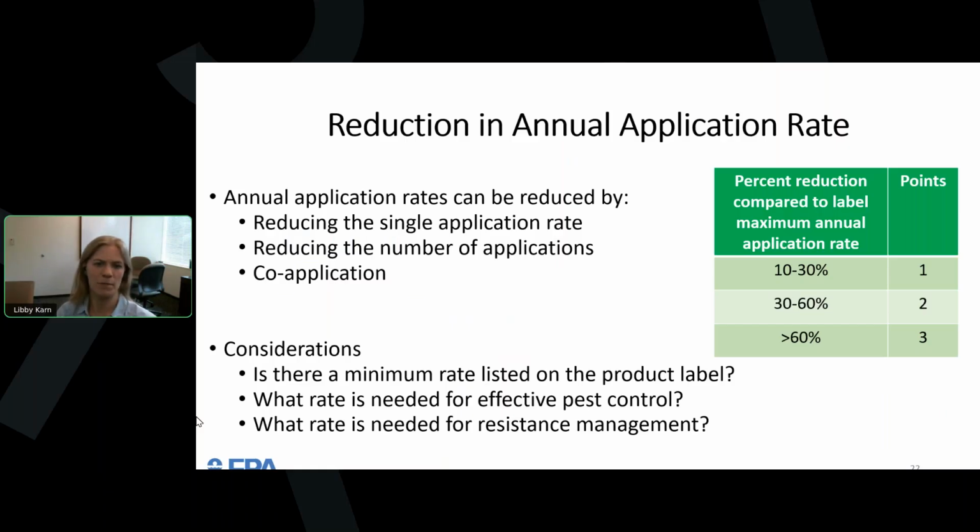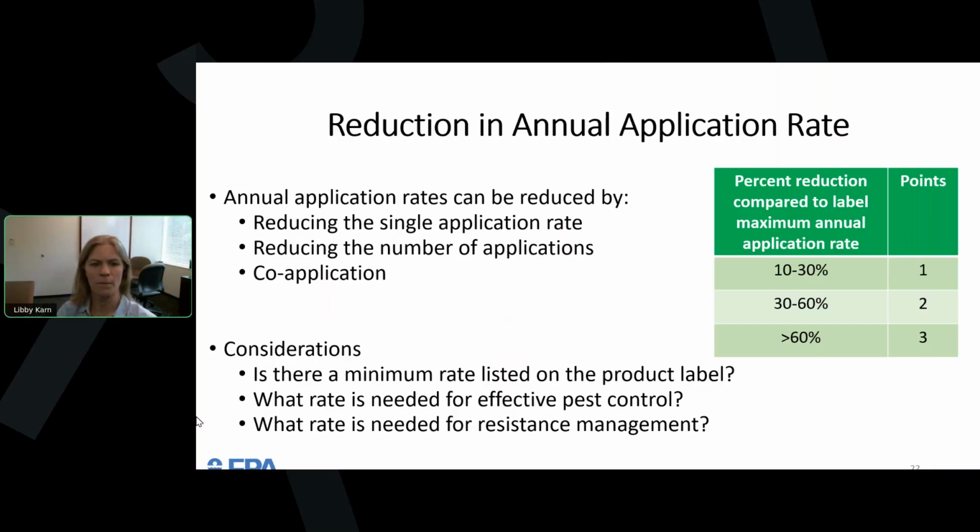As an example, if a pesticide label has an annual maximum application rate of 12 ounces per acre, and an applicator makes 2 applications of 4 ounces per acre, this totals an annual rate of 8 ounces. 8 ounces per acre is a 33% reduction compared to the maximum of 12 ounces per acre, so it qualifies for 2 points.